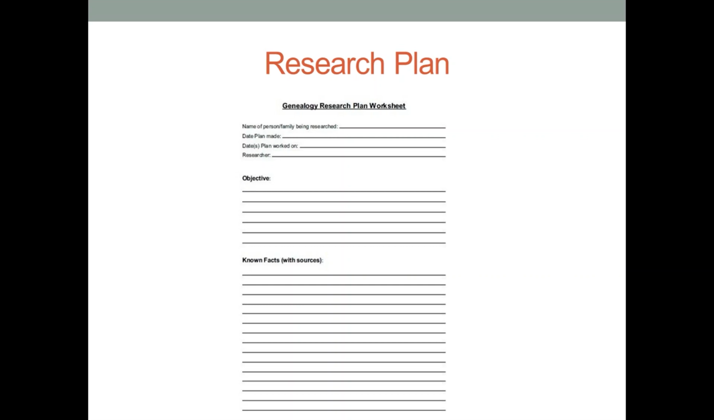When you start doing your research, you need a good plan. So here is a worksheet. You include the name of the person or family being searched. And then include the objective. Are you trying to find death information, when they immigrated, etc.?